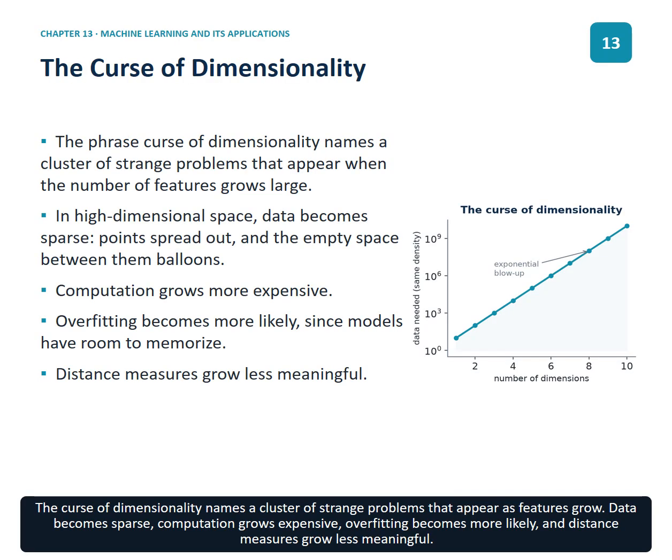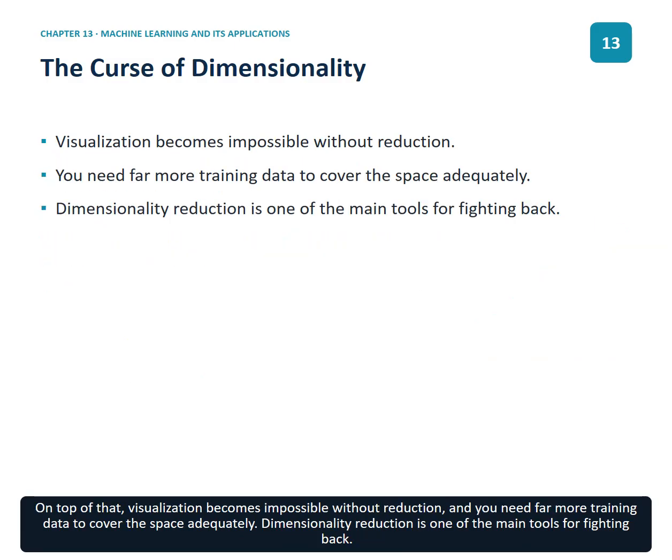The curse of dimensionality names a cluster of strange problems that appear as features grow. Data becomes sparse, computation grows expensive, overfitting becomes more likely, and distance measures grow less meaningful. On top of that, visualization becomes impossible without reduction, and you need far more training data to cover the space adequately. Dimensionality reduction is one of the main tools for fighting back.